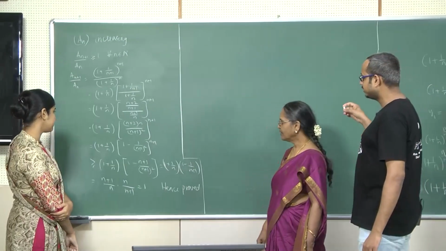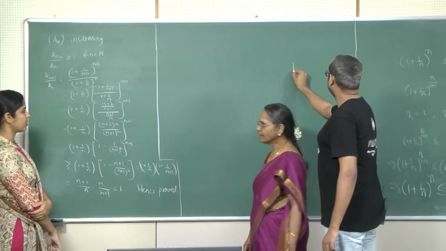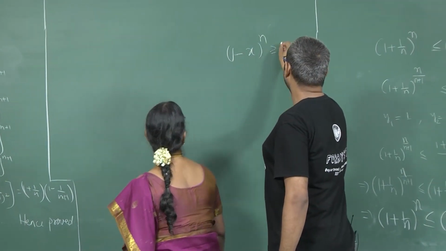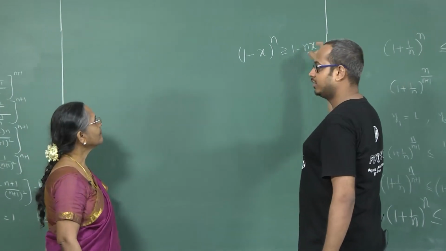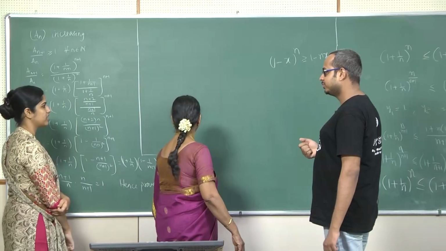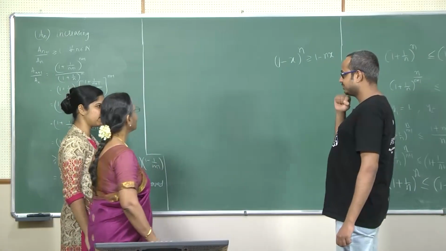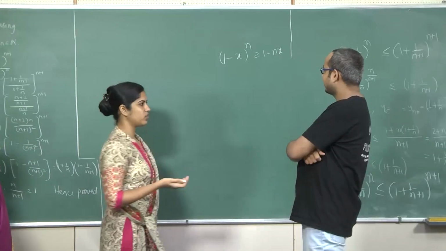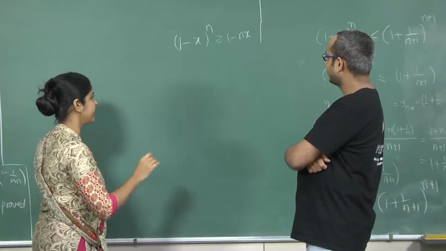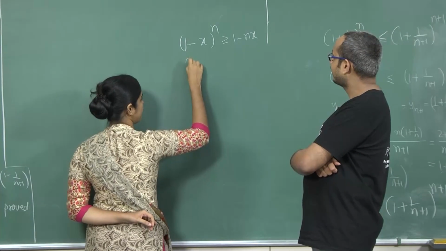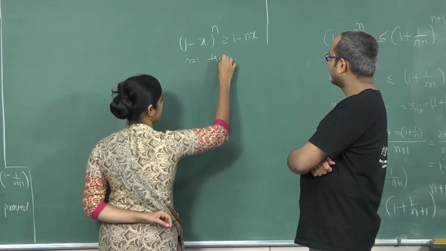But in that inequality, I think you have used something like (1 minus x) power n is greater than or equal to 1 minus nx, right? Can you show that? How will we prove it? So this we can prove by induction, right? Try. So the basis step is n equal to 1. That is trivial.